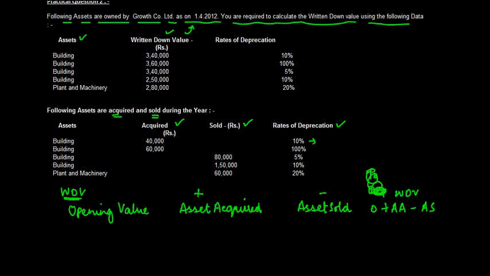Right? Now, even for that, what you need to do is you need to classify all these assets into blocks. So let's say the first block is building. Right? And the rate of depreciation on this is 10%. How much is the opening value? 3,40,000. Right? The other building have a different rate, so I'm not just touching them right now.